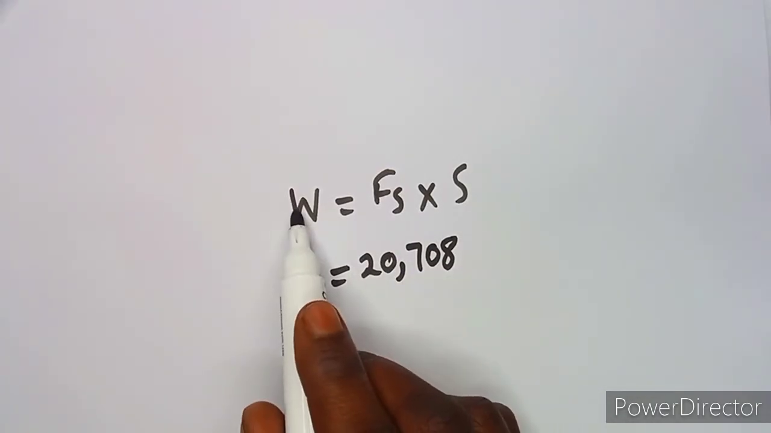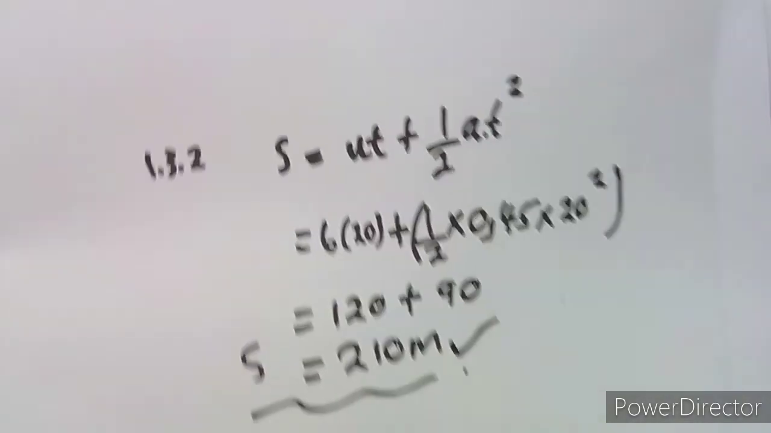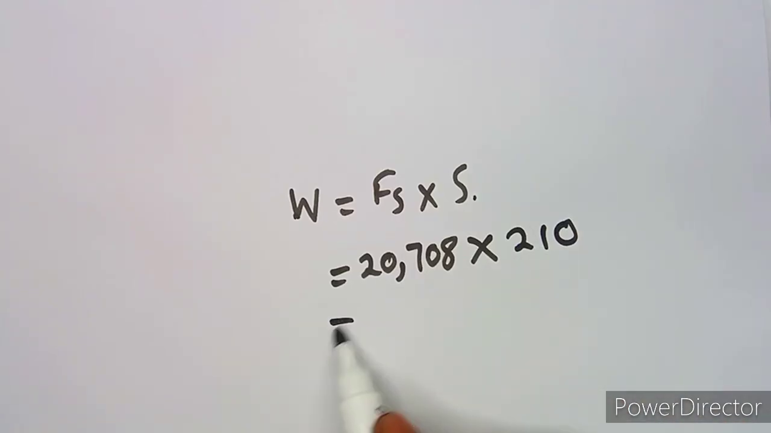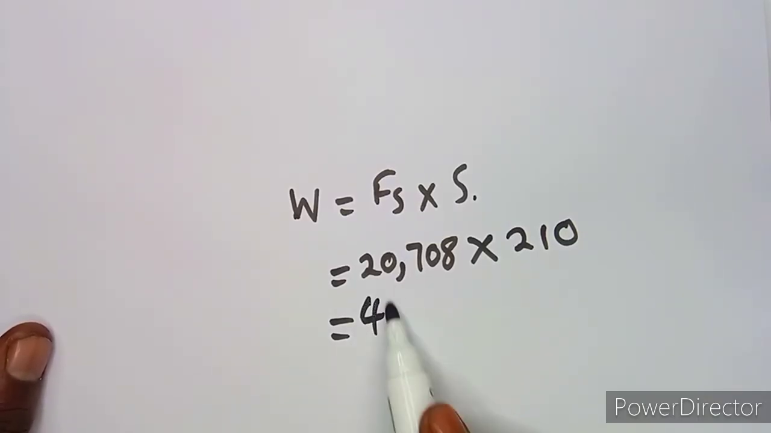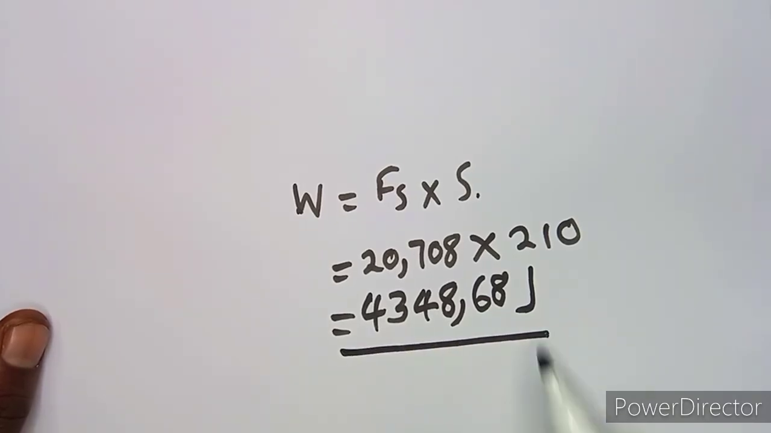We're now going to substitute 20,708. This is now work done, not weight, but work done, times the distance which was traveled by this object, which is 210, so I'm just going to multiply by 210. That's how the question was set up. You can just multiply these two and you are going to obtain 4348.68, which is work done, measured in joules. It's not weight, this is work done. So work done is measured in joules.